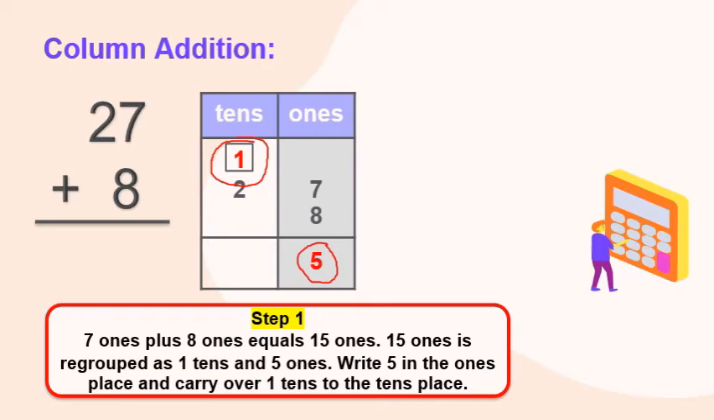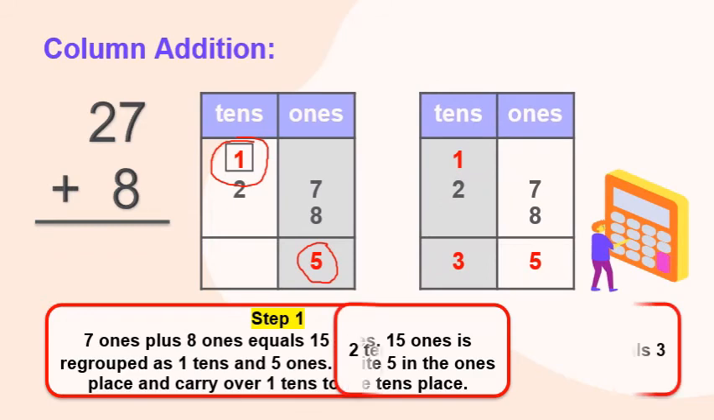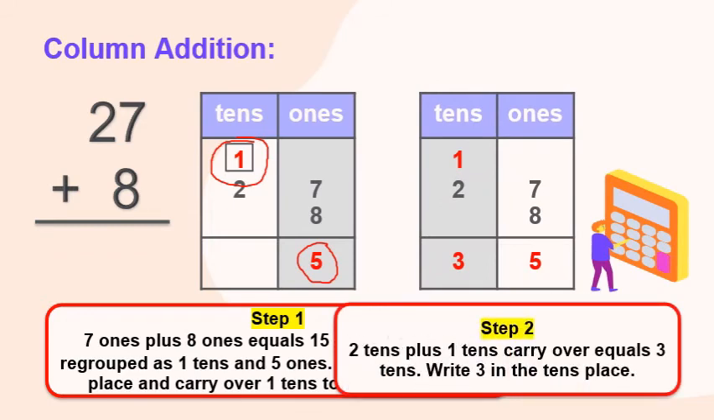Step 2. We are going to add the tens place. So 2 tenths plus the 1 tenth that was carried over equals 3 tenths. Write 3 in the tens place. Therefore, 27 plus 8 equals 35.